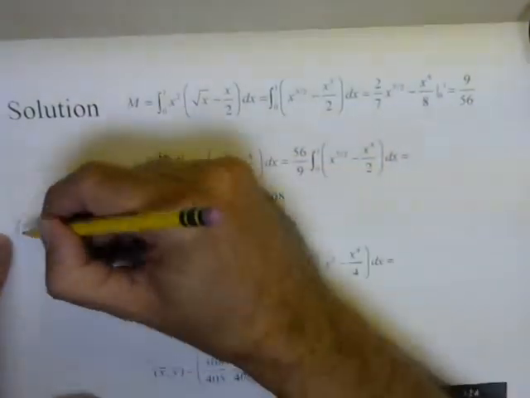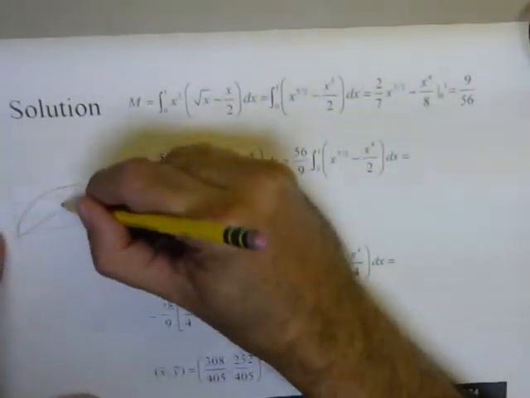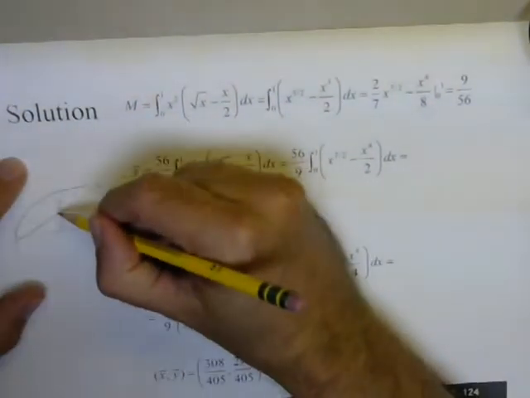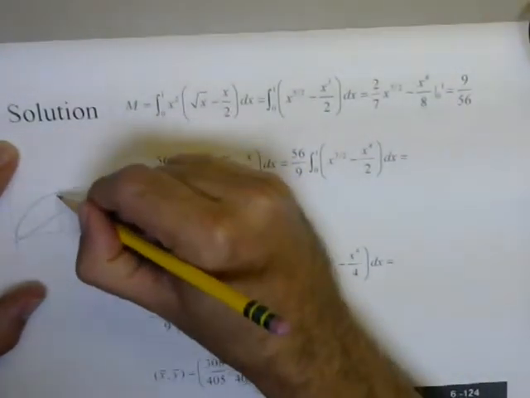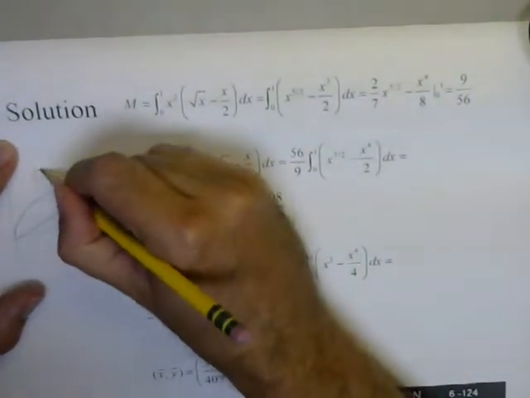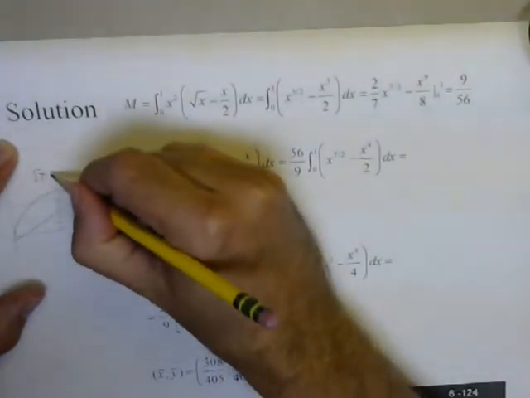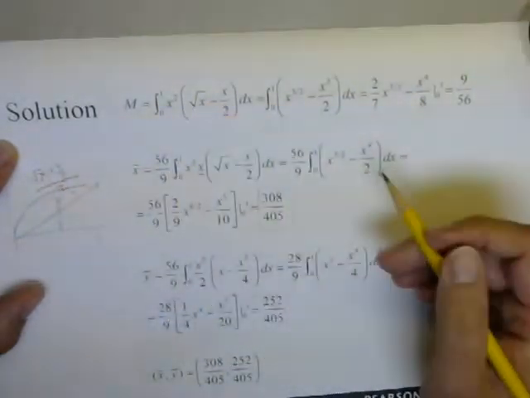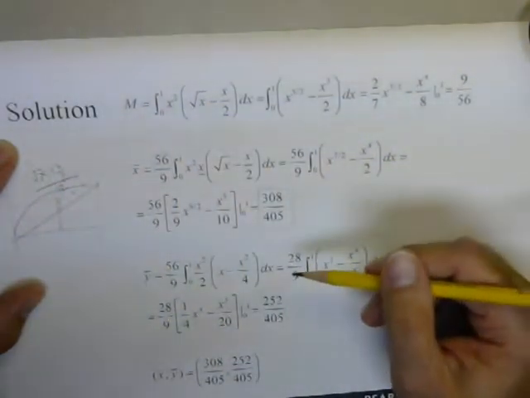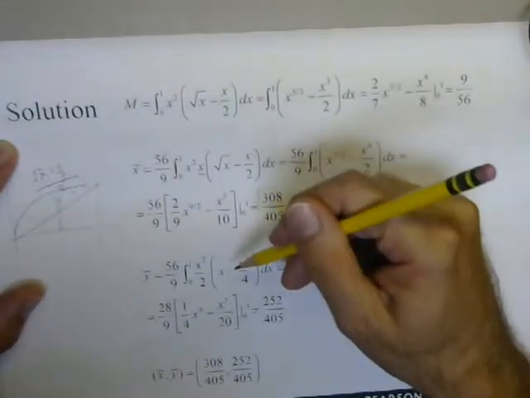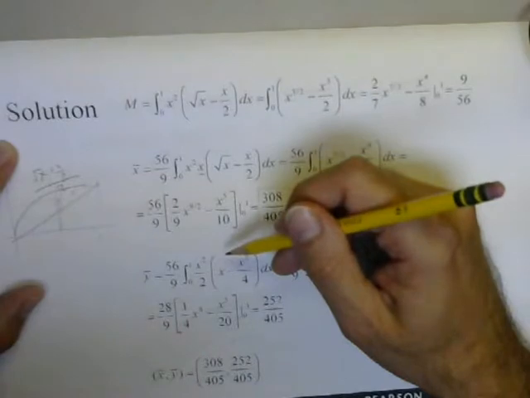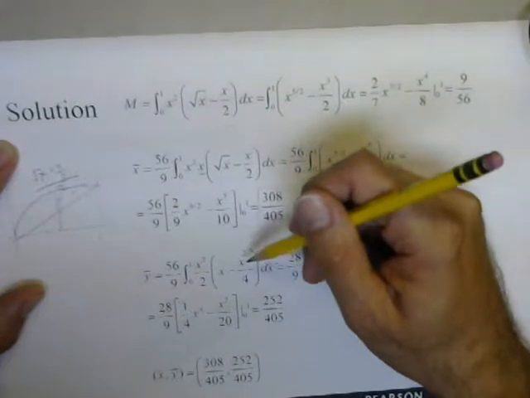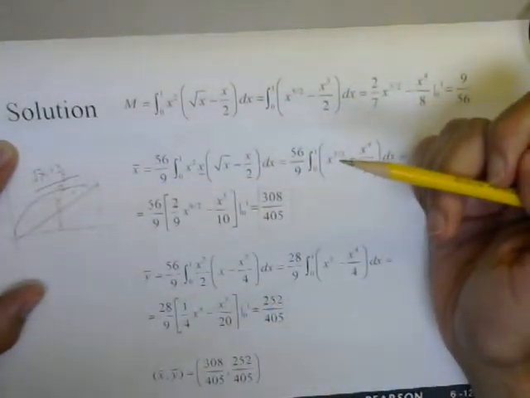Now, in the y direction, I need to take the moment in that direction, so the question is, where is the center of this strip in this direction? Well, in that case, I need to take the average of these two distances. The distance from here to here is the square root of x. The distance from here to here is x over 2, and then I need to divide that by 2. So what I want to do is take my moment in that direction and multiply by that.